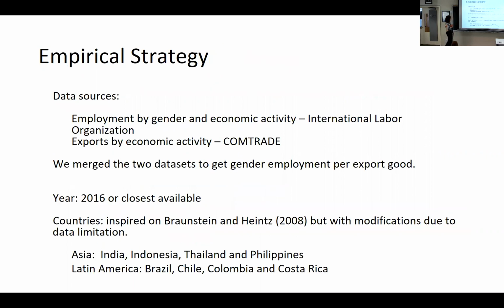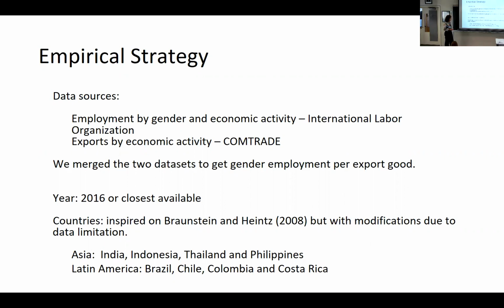So the data: we got employment by gender and economic activity from the International Labor Organization, and exports by economic activities and sectors from the Comtrade database. We merged those databases and then we get our final data set, which shows 2016, because, again, it was the year that was closer to today and with data available for more countries.